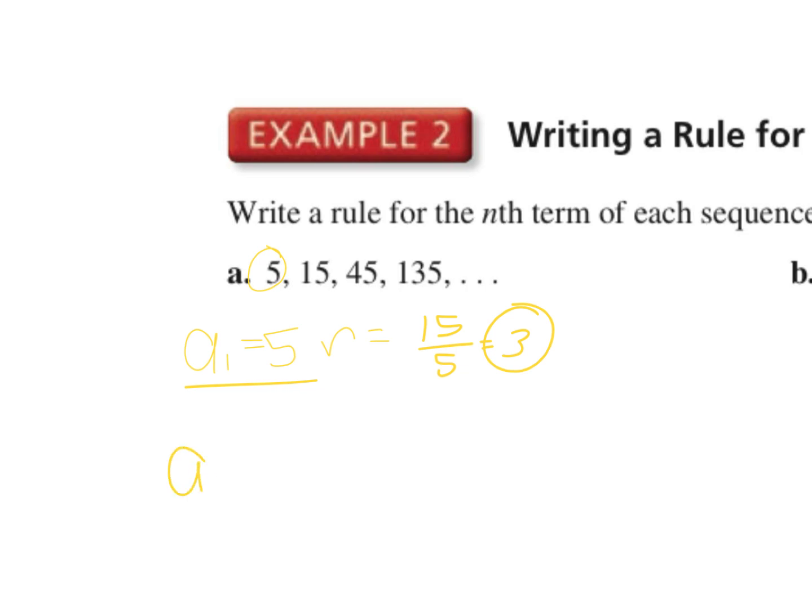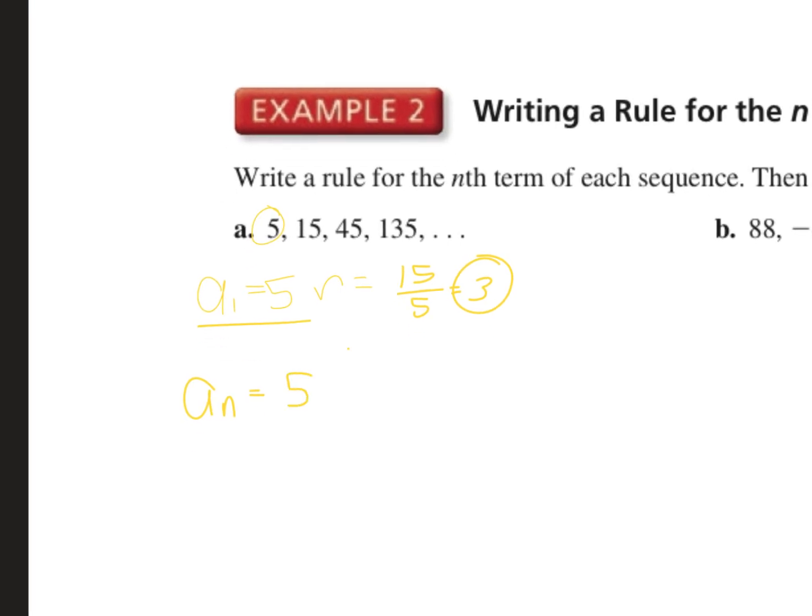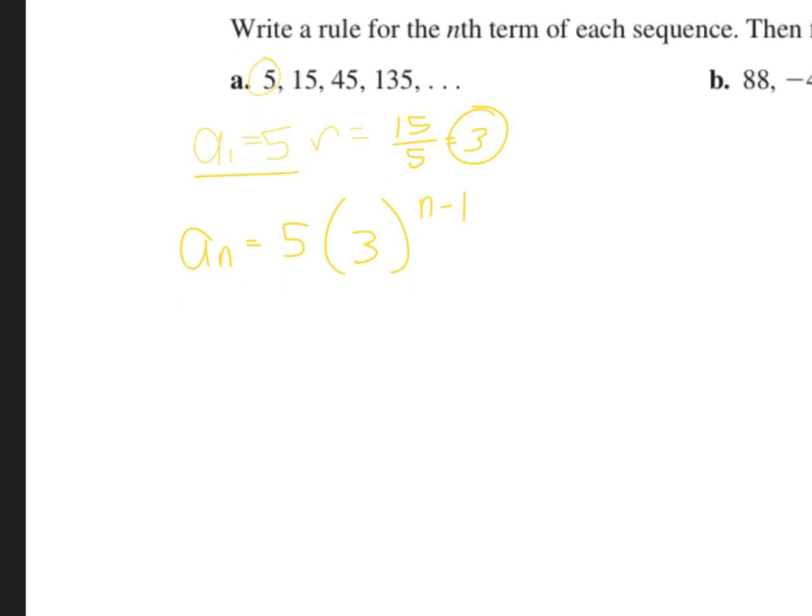So if you're going to write the rule, a sub n equals its first term, which is 5. I like to use parentheses, times, what's your common ratio? 3, and you raise it to the n minus 1 power. That is the rule, guys. That's it. Now, you'll notice when we do this in our calculators that geometric functions are exponential. Exponential means there's a variable in the exponent. So they get bigger in a hurry. When I try to find the 8th term here, it's probably going to be a really big number. So just don't be alarmed when you see that in your calculator.